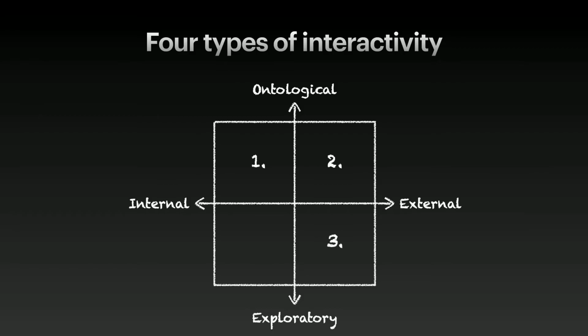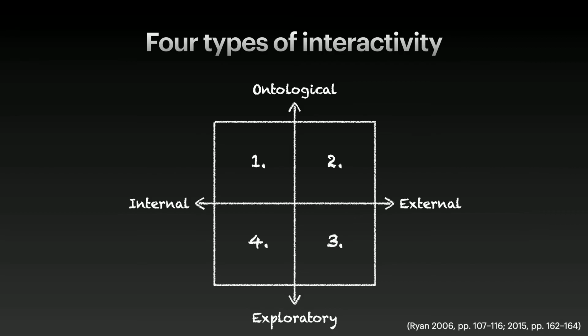The third quadrant is external exploratory interactivity. In this case, the interactor explores a virtual world from the outside without any agency apart from choosing one of the ready-made paths. For instance, gamebooks or hypertext fiction allow this kind of interactivity.